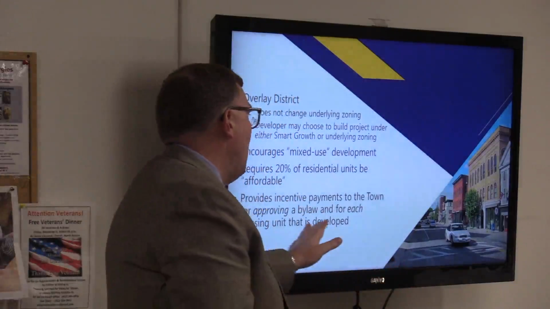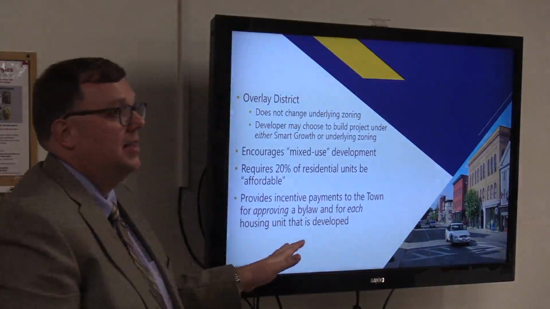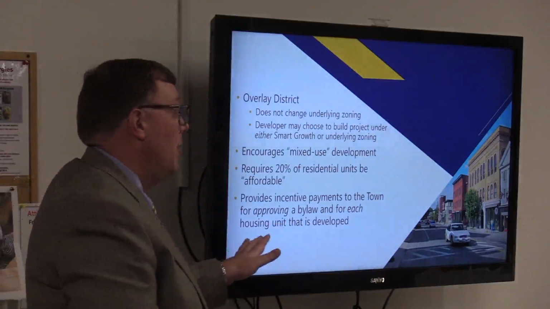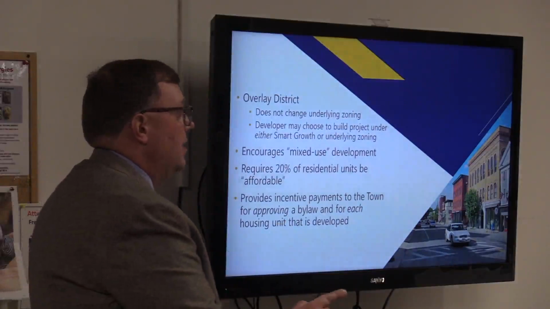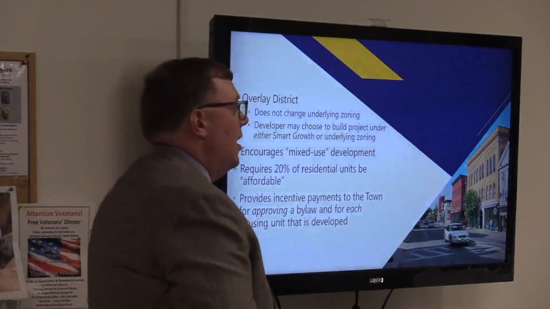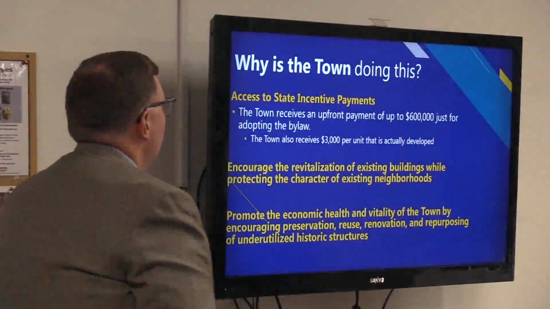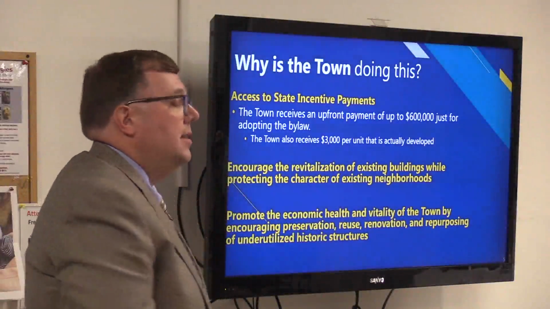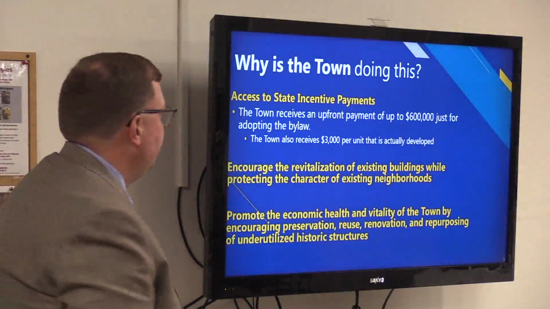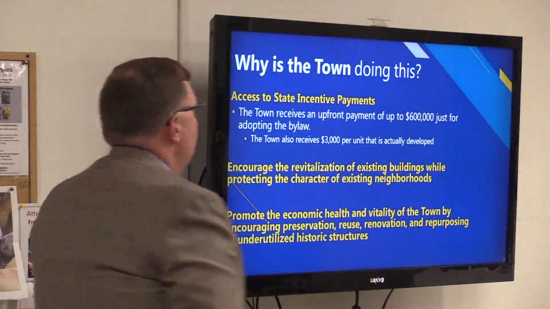So that's one of the reasons why the state is going to give us these incentive payments, is because they want to see 40R passed. Anything to add to that, Don, or did I characterize that correctly? So why is the town of Adams considering this? Access to state incentive payments.